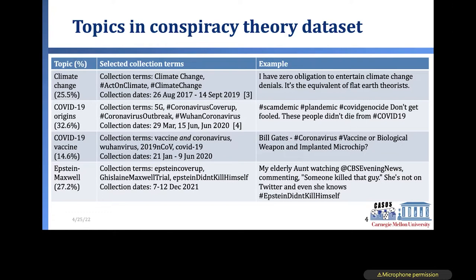Finally, I collected data right around the time of the Ghislaine Maxwell trial about Jeffrey Epstein. And so one example tweet is, "My elderly aunt watching CBS Evening News commenting, someone killed that guy. She's not even on Twitter. She's not on Twitter, and even she knows hashtag Epstein didn't kill himself." So this is, of course, another example of a tweet that's supportive towards a conspiracy theory.